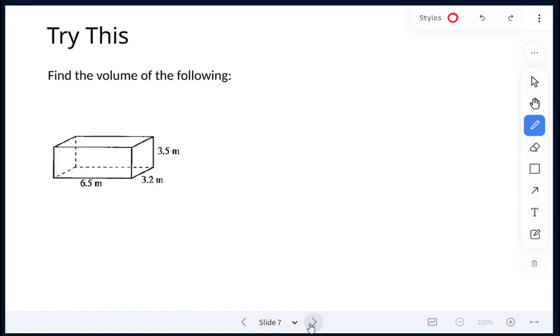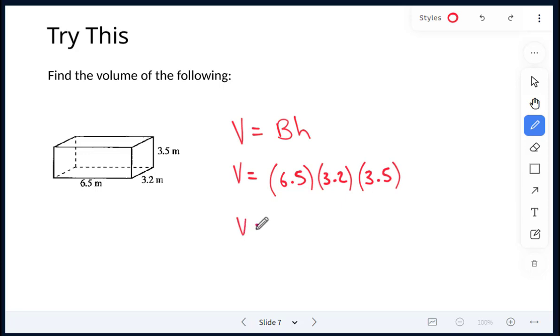Okay, I'll give you guys a moment to try this one. All right, so volume is the area of the base multiplied by height. So area of a base, length times width. So 6.5 times 3.2, and then our height is 3.5. So just put that in your calculator, and we get 72.8 meters cubed.